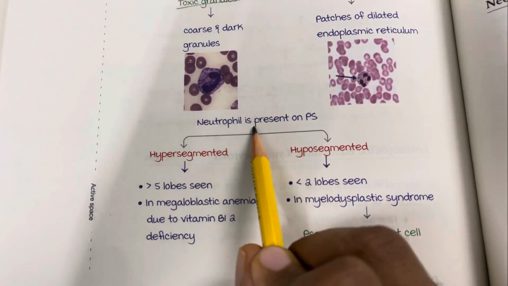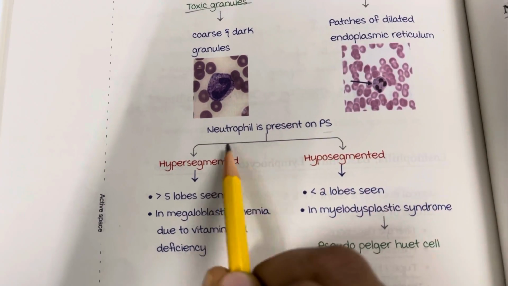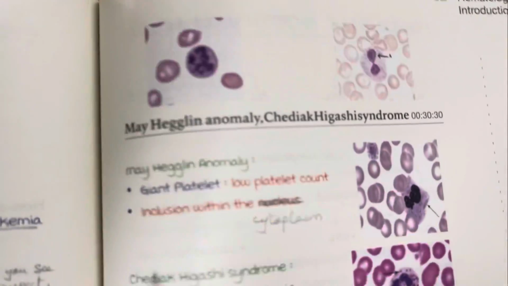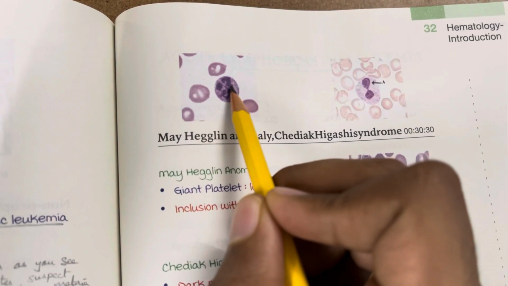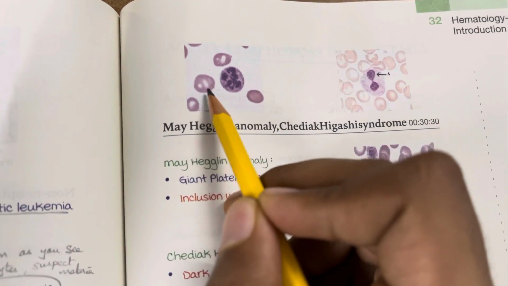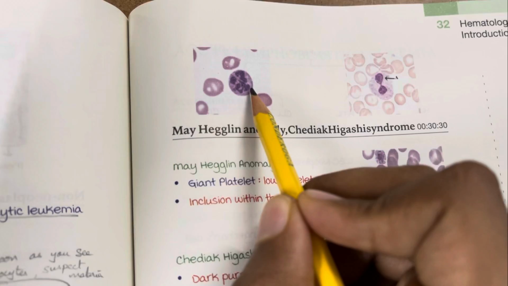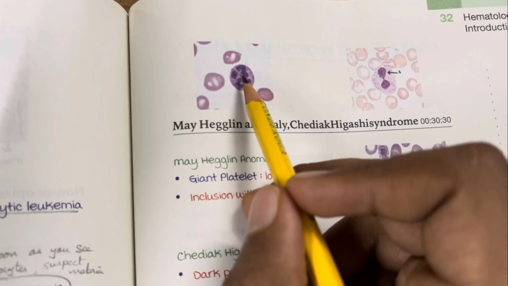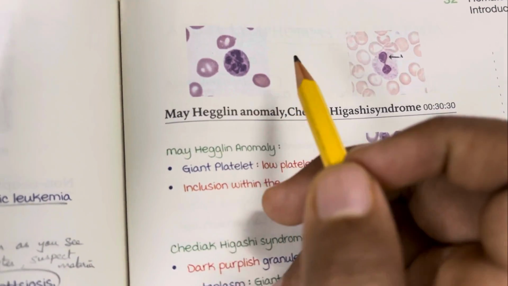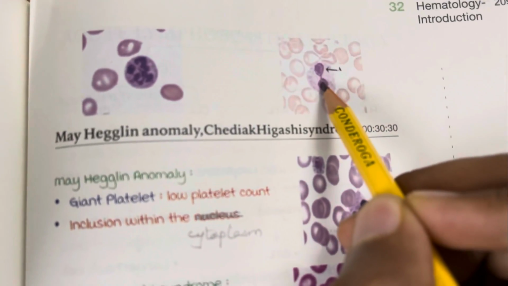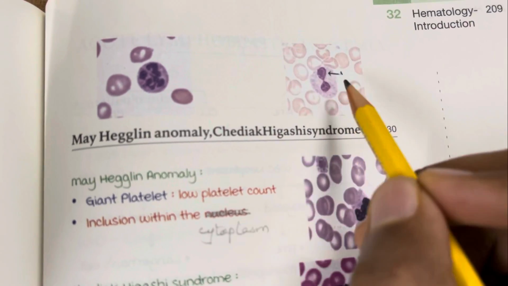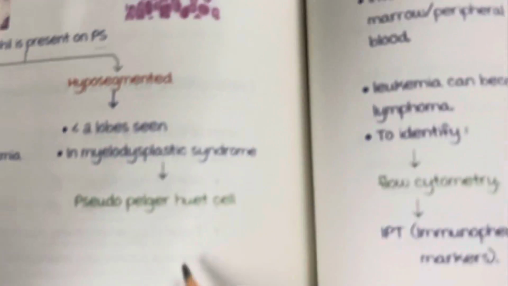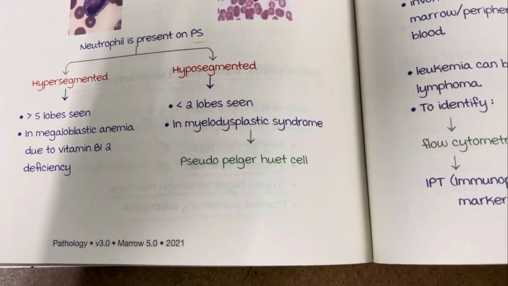So a neutrophil is present on peripheral smear. It could be hyper or hyposegmented, as you can see here. Basically it has 3 to 5 lobes, right? As soon as you think about a neutrophil, you know it has 3 to 5 lobes. If there are more lobes, greater than 5, it is hypersegmented. It is seen in megaloblastic anemia due to vitamin B12 deficiency. And hyposegmented: normal is 3 to 5, so if you see 2 lobes or fewer, it is seen in myelodysplastic syndrome. It is called a pseudo-Pelger-Huët cell.